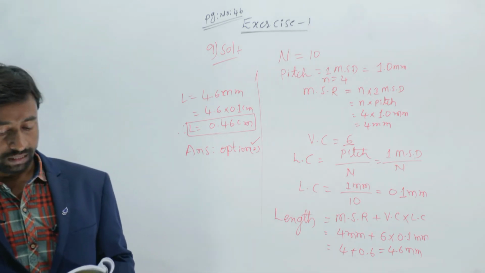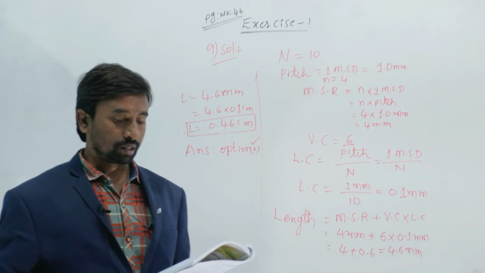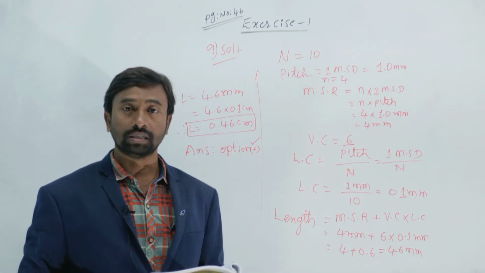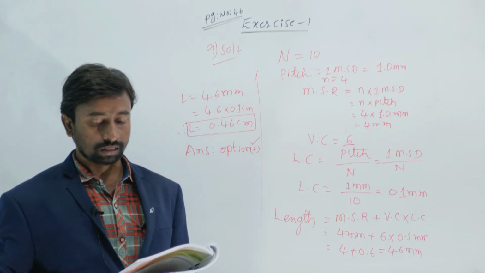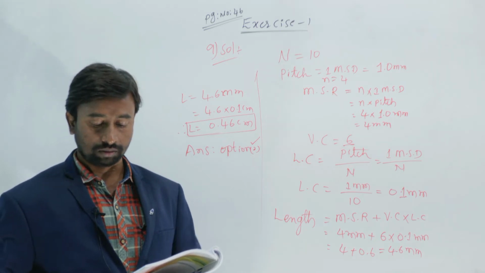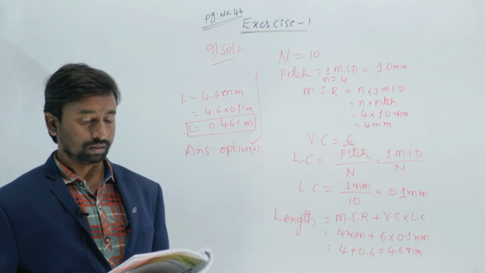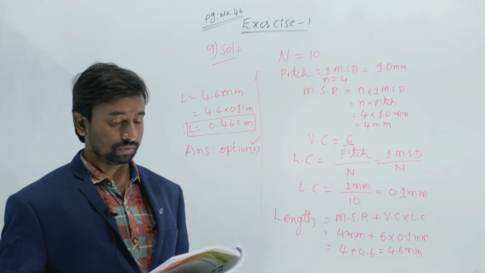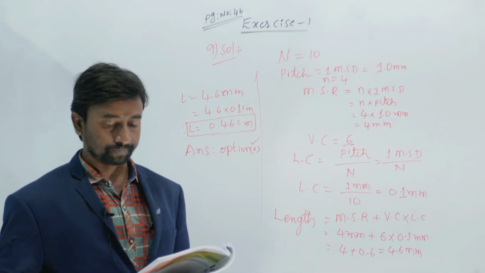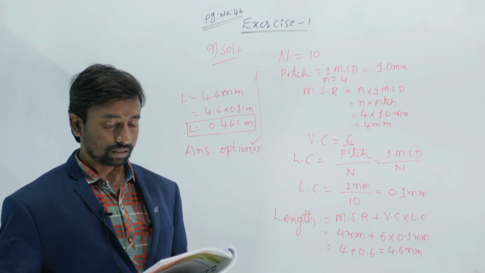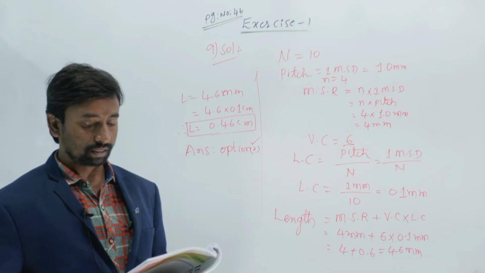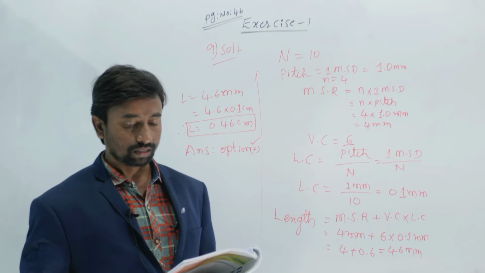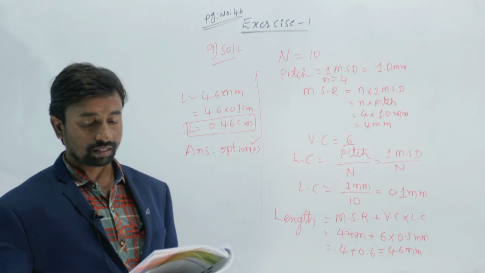The 10th one is given: let D be the diameter of a cylindrical rod. The main scale reading is A and the vernier coincidence is B. Least count is N. Which is the correct one among these? For this question, I will give the options which they have given here, because we need to find out which is the correct one.